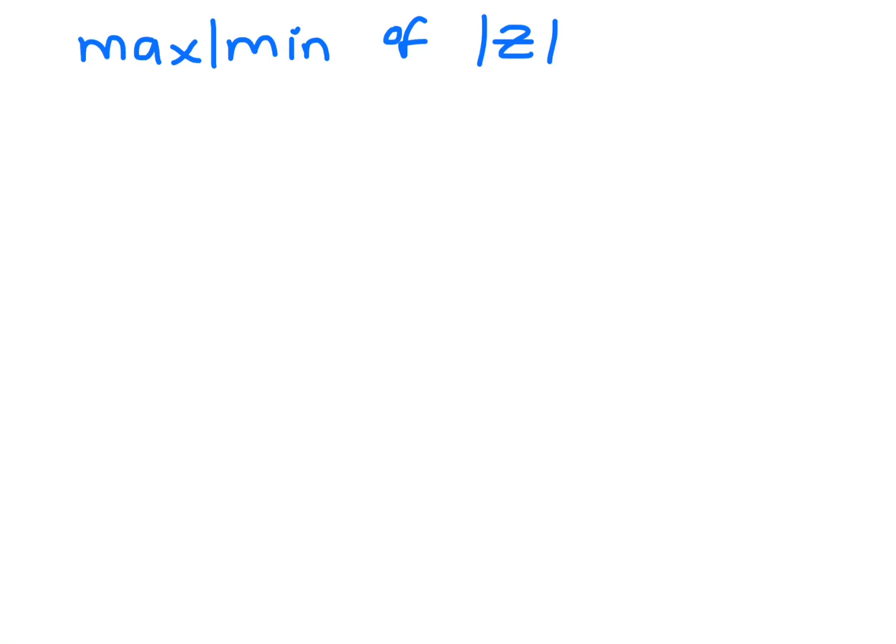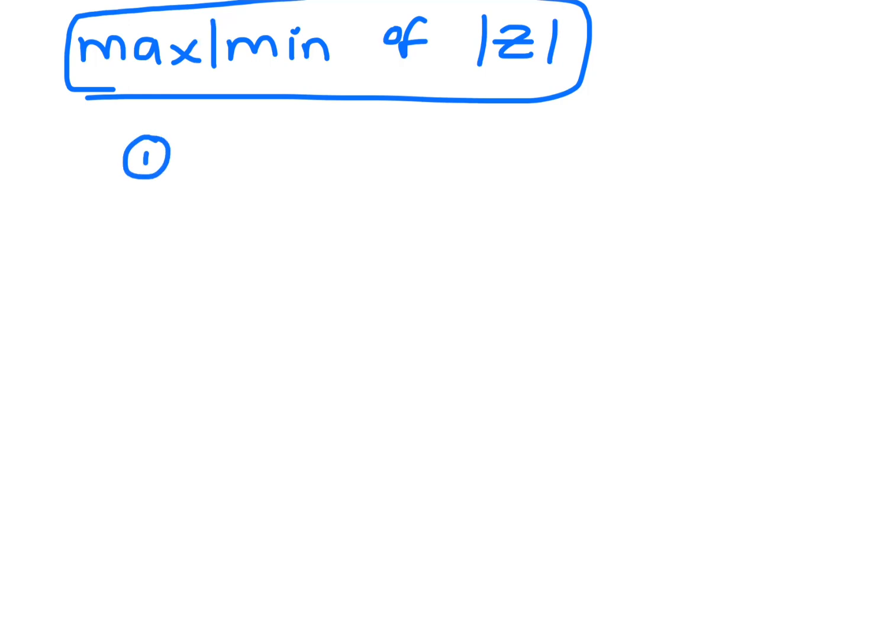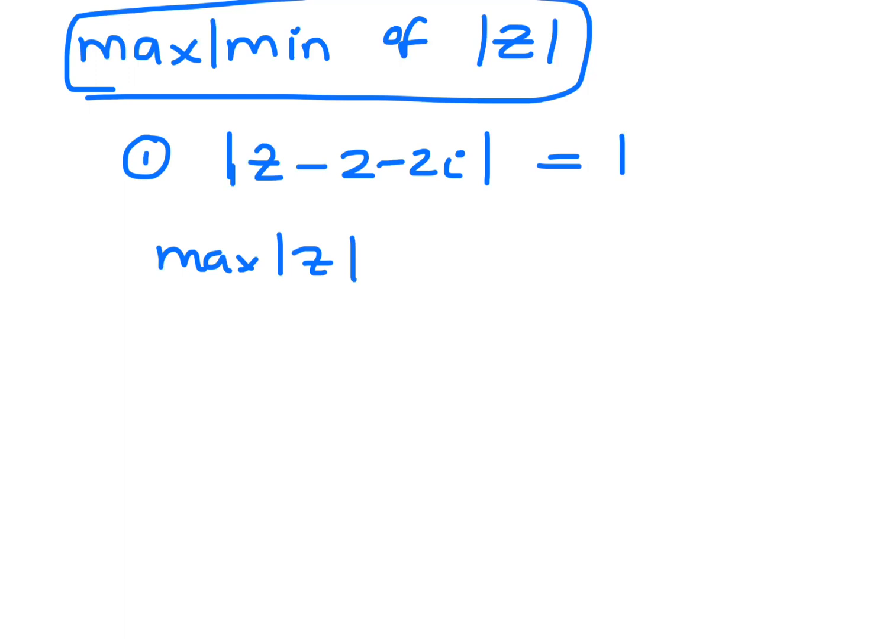I just want to look at finding the maximum and minimum of mod z. The first one we're going to look at, if we're first of all going to sketch, is the modulus of z minus 2 minus 2i, and let that equal 1. What I want to do is find the maximum of mod z and the minimum of mod z.